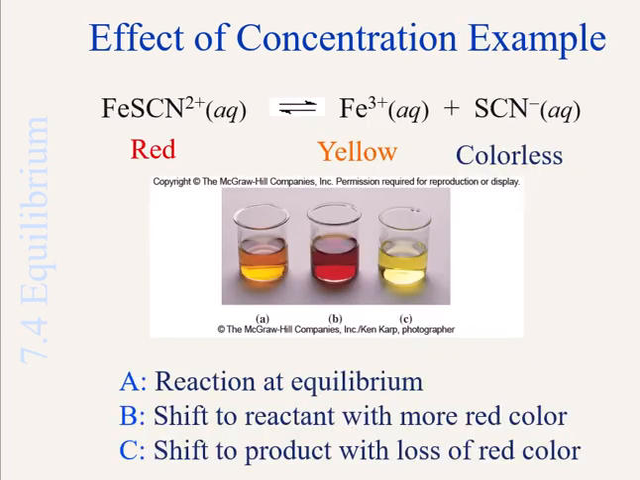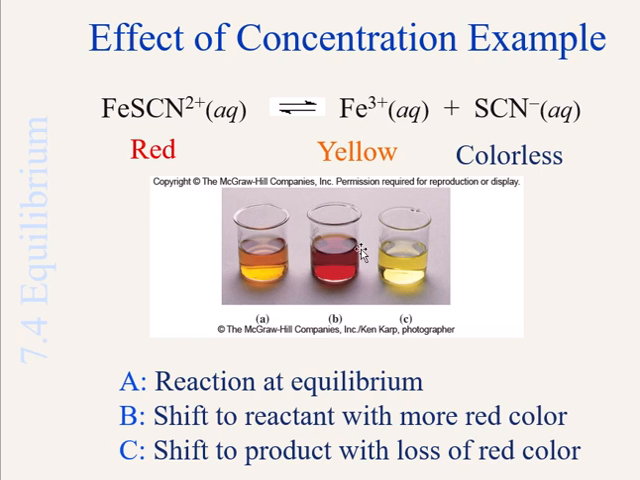This doesn't just apply to solutions that are colorless, but we can actually witness this in colored solutions. For example, iron isothiocyanate given here establishes equilibrium between iron aqueous and isothiocyanate here. Now in this equilibrium, iron isothiocyanate, FeSCN2+, is red in color and iron is yellow in color.